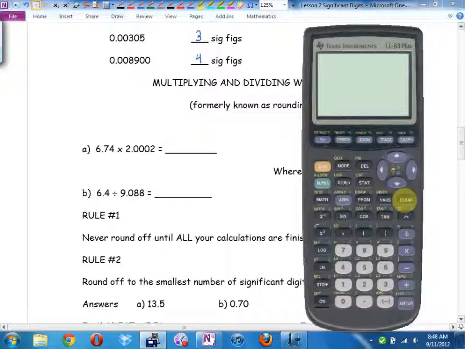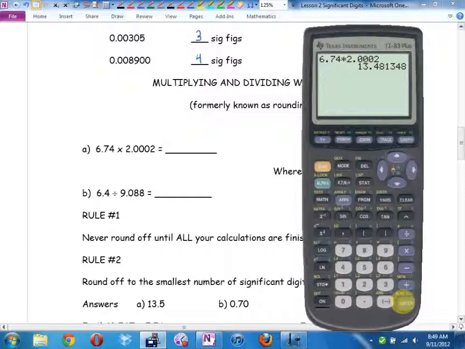And you type in the question: 6.74 times 2.0002, and you get an answer. Where do I round off to? Do I tell you that the answer is 13.481348? No. 13? No. Here's the rule.